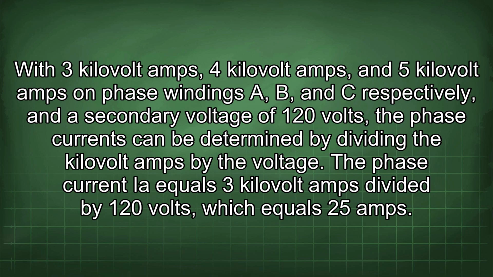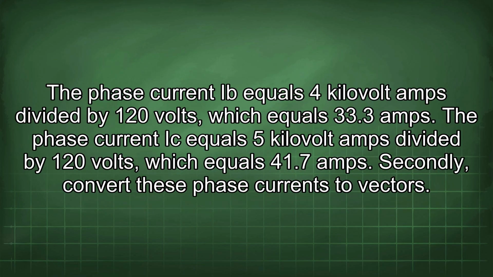The phase current IA equals 3 kVA divided by 120 volts, which equals 25 amps. The phase current IB equals 4 kVA divided by 120 volts, which equals 33.3 amps. The phase current IC equals 5 kVA divided by 120 volts, which equals 41.7 amps.